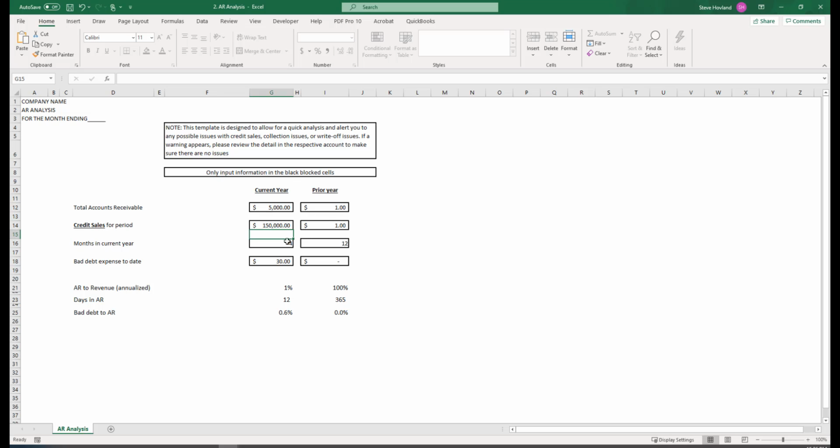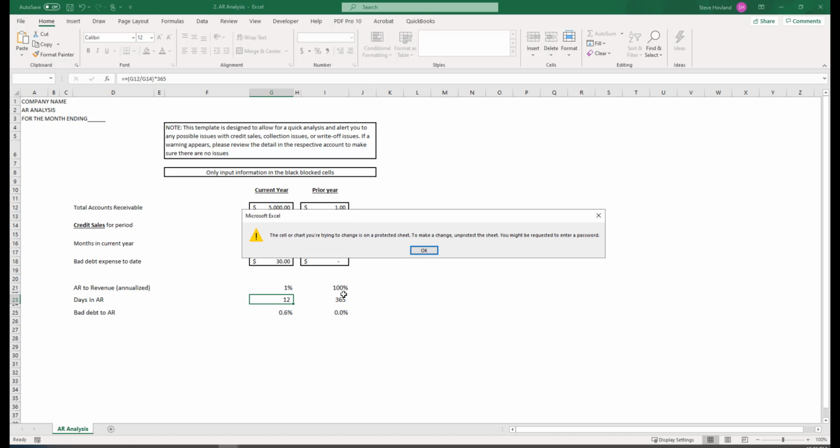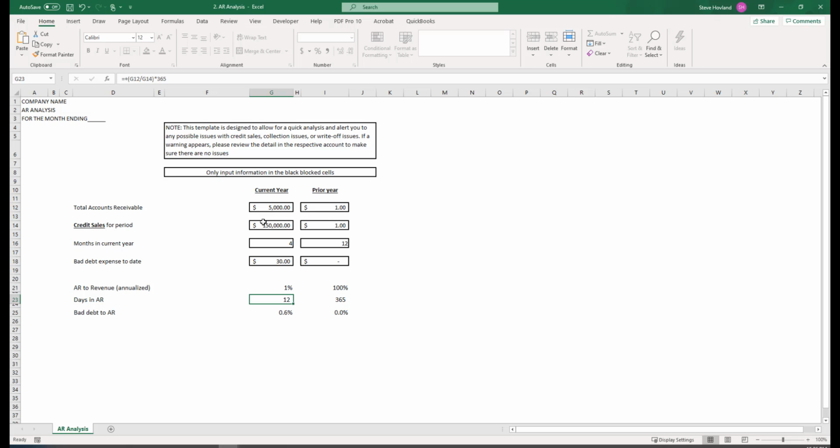Now I also put in this months in current AR, or months in the year. This you'll want to change. In this situation, obviously it says we're through April. Because of how days in AR is calculated, it's calculated on an annual basis. There is a formula in here that goes through and does a calculation, to the effect that it annualizes it for you. So that's why you want to put that number in there, so that you can get to the calculation.